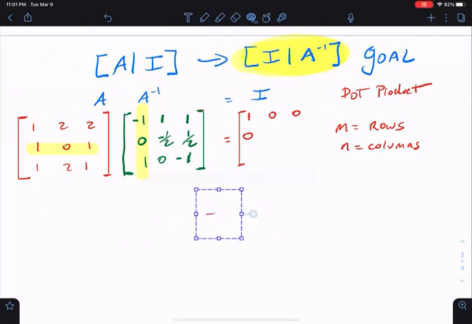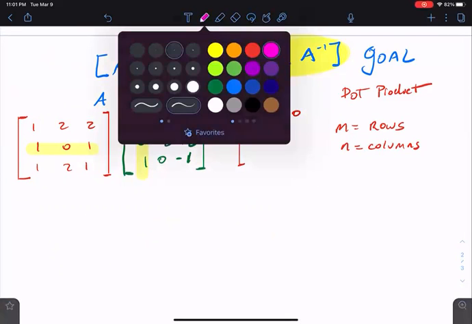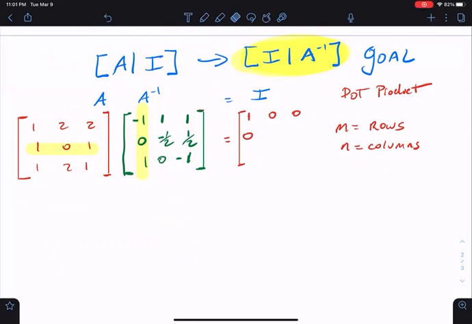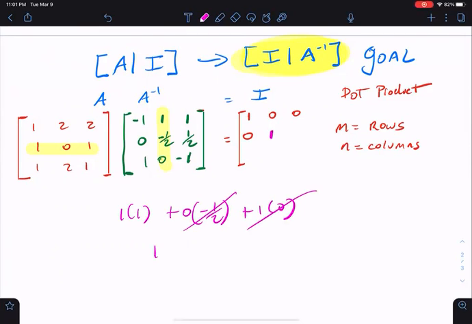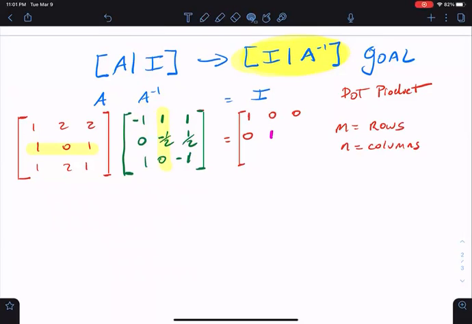Next. We need to do what? Row 2, column 2. We should get a 1 there. So this is 1 times 1 plus 0 times negative 1/2 plus 1 times 0. So this is 0, 0, and you get a 1. And that's what's happening, right? So that's good. So we did the computation right.